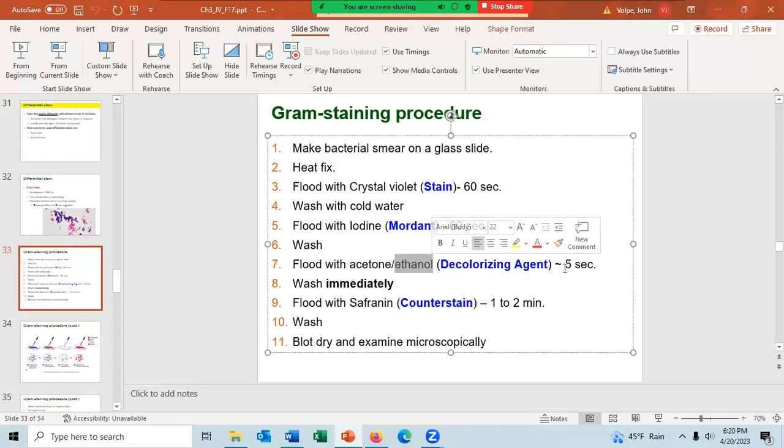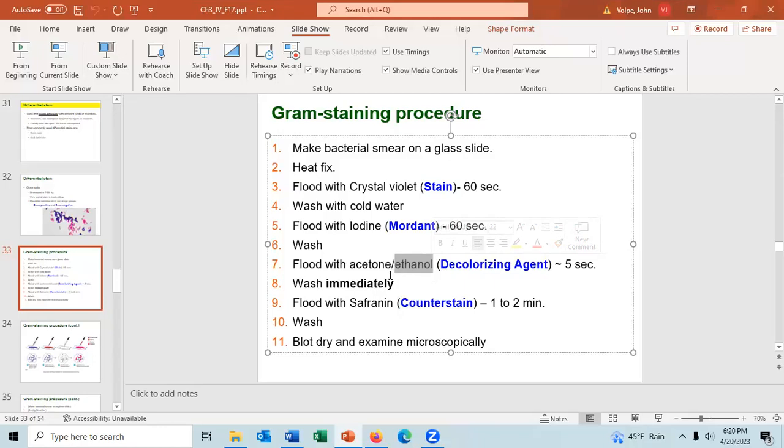I usually apply the decolorizing agent for only around 5 seconds. So you do this very quickly. You then wash immediately. You have to wash immediately because if the decolorizing agent is left on the slide, there will be decolorizing agent on the cells, and it will pull out the crystal violet from a gram positive cell, and that's not supposed to happen.